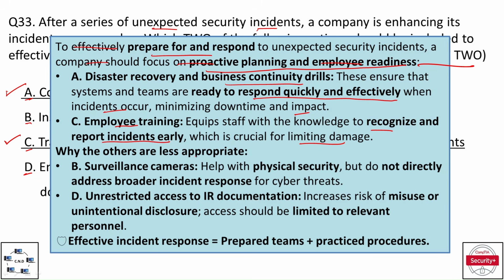Why are the other options less appropriate? Option B, surveillance cameras help with physical security but do not directly address broader incident response for cyber threats. And option D, unrestricted access to incident response documentation increases the risk of misuse or unintentional disclosure. Access should be limited to relevant personnel. So effective incident response equals prepared team plus practiced procedures.